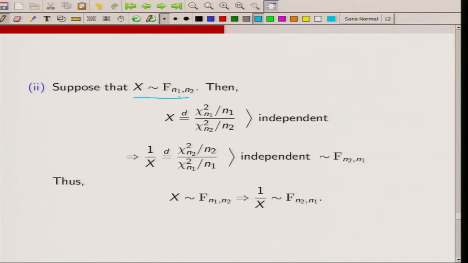Now, let us look at x. Suppose it has F on n1 and n2 degrees of freedom, then x has the same distribution as chi square n1 divided by n1, chi square n2 divided by n2, their ratio, and the two are independent. I look at 1 by x, which is same as ratio of chi square n2 by n2 divided by chi square n1 by n1. So, this is again ratio of 2 chi squares divided by their degrees of freedom, except that now the roles of n1 and n2 have changed. So, by the result which we did, this will have F on n2 and n1 degrees of freedom. So, what it suggests is if x has F distribution on n1 and n2 degrees of freedom, then 1 by x has F distribution on n2 and n1 degrees of freedom.